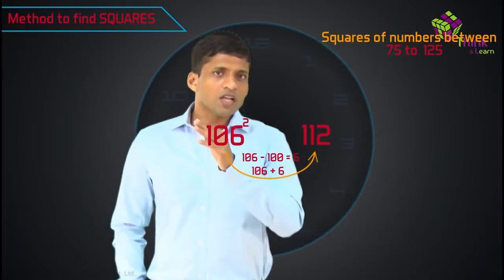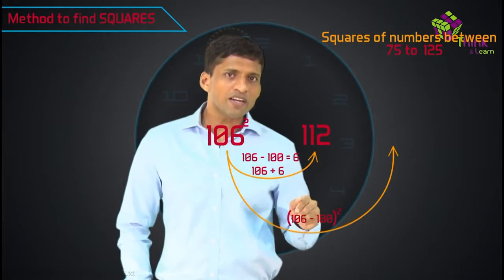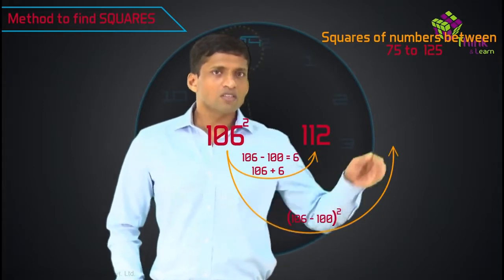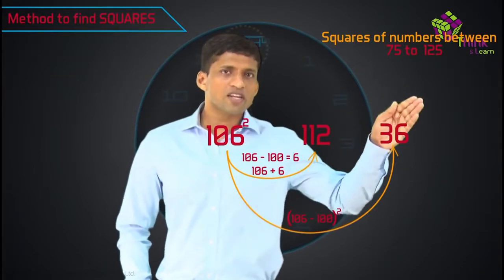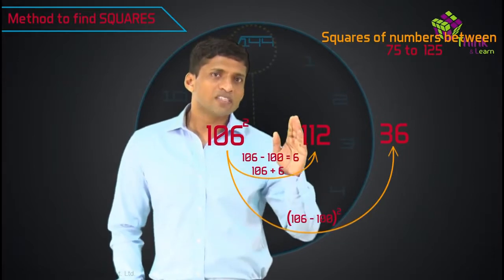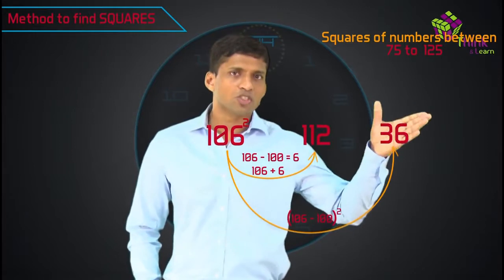Second step is take the same difference, that is 106 minus 100 is 6, but take the square of that as in the previous method. So you'll get 36, 6 square is 36, and that will be the last two digits of the square. So what's the answer here? 112 will be the first three digits, 36 will be the last two digits.